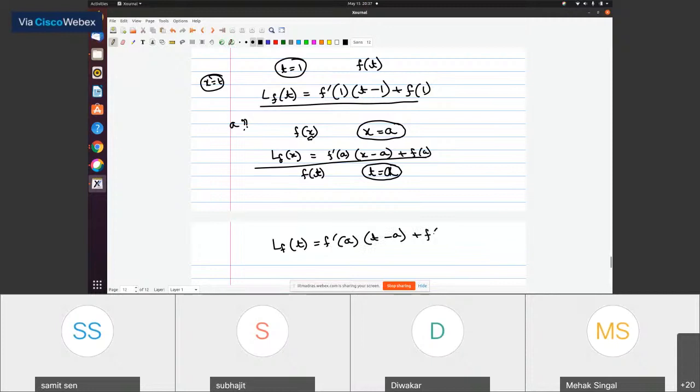This is my linear approximation at t equal to a. Is it clear? Yes, sir. Now at t equal to 1, we have to calculate it, right? So what is the value of my a? My a is nothing but 1 here. Is it clear? I have to calculate at t equal to 1 instead of t equal to a. So what is a? My a is 1, right?